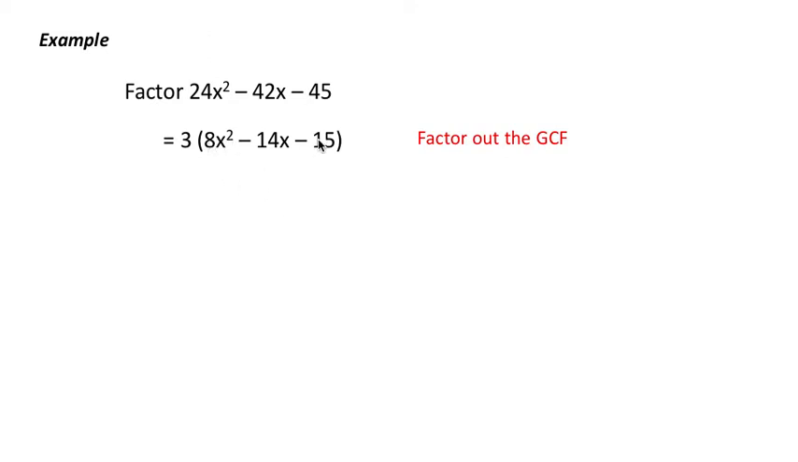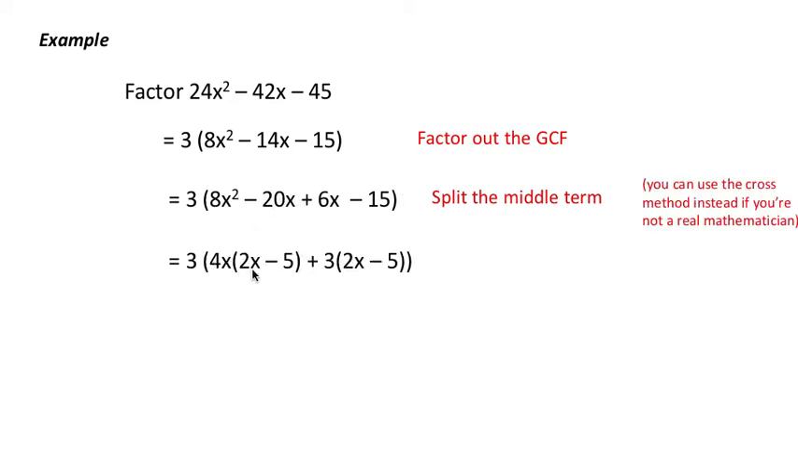8 times 15 is 120. Okay, so it's negative 120. What are the factors of negative 120 that add up to 14? Well, it's negative 20 and 6. And then we group these 2 and these 2. So what's common to these 2 is 4x. What's common to these 2 is 3. And then we're left with the same thing in the brackets here, so we can take that out as a factor. So that is my factored quadratic.